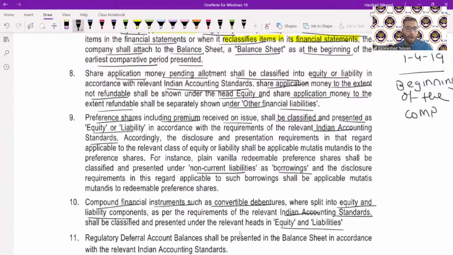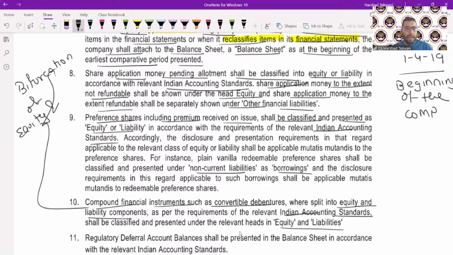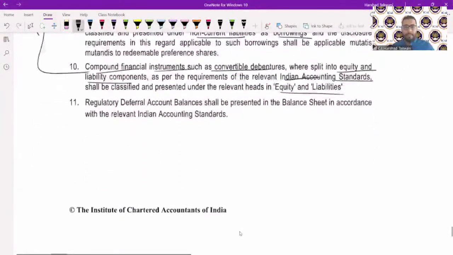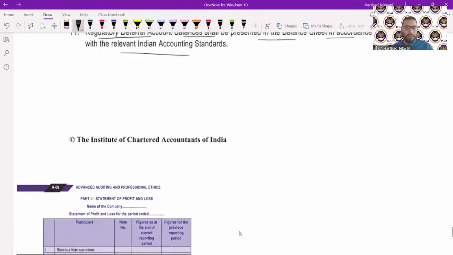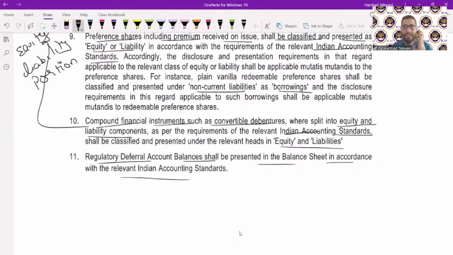So these all three items are bifurcation of equity and liability portion. So share application money, preference shares, and compound financial instrument. Regulatory deferral account balances shall be presented in the balance sheet in accordance with the relevant accounting standard. So that was my part 1 of division 2, the balance sheet.